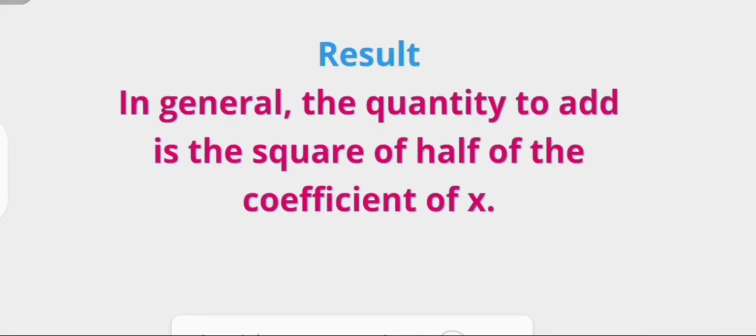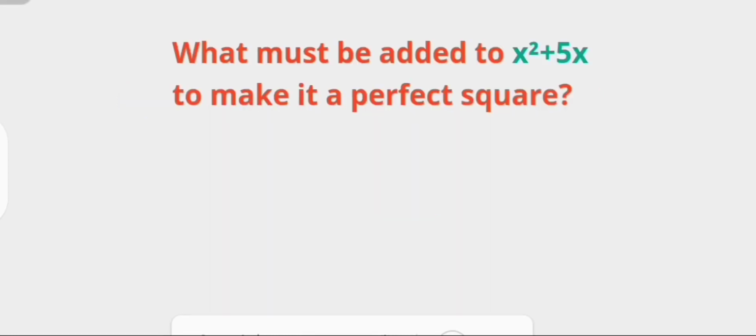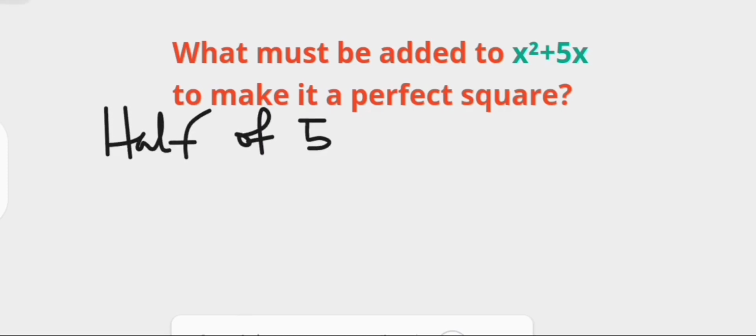Here is the result of our finding. Generally, the quantity to add is the square of half of the coefficient of x. Now let us apply this quickly to take a few more examples. One: what must be added to x squared plus 5x to make it a perfect square? Now, without going through the process which we had to take for the first two examples, now that we know the result, we just first find half of the coefficient of x, half of 5. This is 5 over 2.